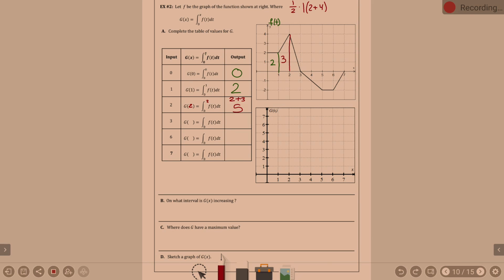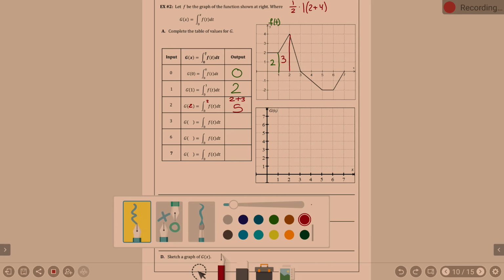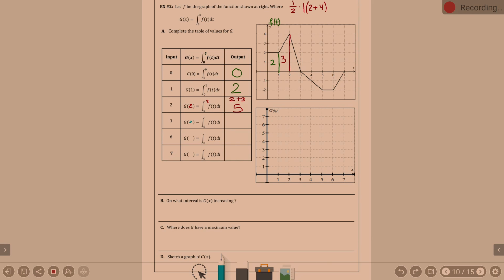Okay. G of 3. It's a triangle. So it's 0 to 3. Now I'm with Sophie's triangle. What do we know about triangle? 1/2 of base times height. So 1/2 times 1 times 4. So that triangle is going to carry an area of 2. And what do we know here? 7. 5 plus 2 makes us at 7.